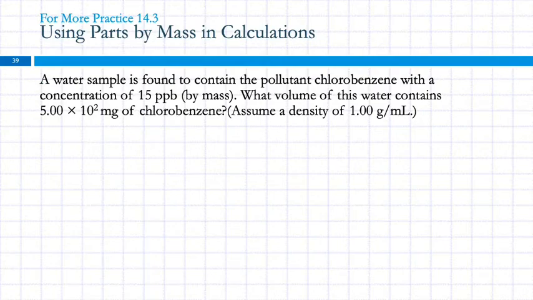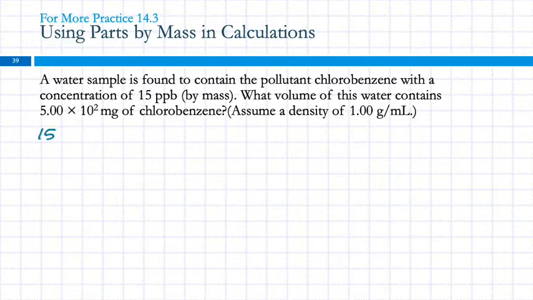Here's another one. A water sample is found to contain the pollutant chlorobenzene with a concentration of 15 ppb by mass, that's parts per billion. What volume of this water contains 5.00 times 10 to the 2 milligrams of chlorobenzene? Assume a density of 1 gram per milliliter. Well, pull the numbers out, write them down.